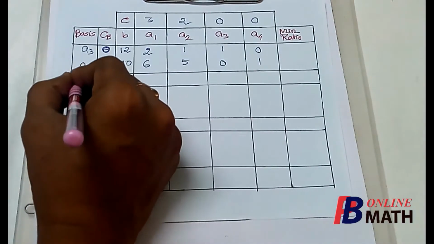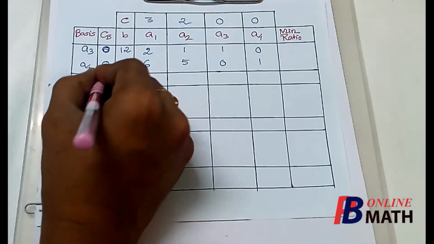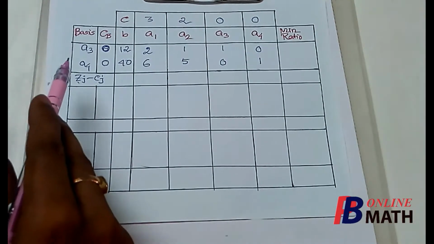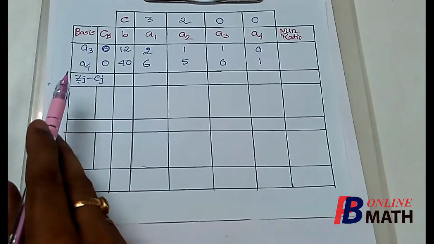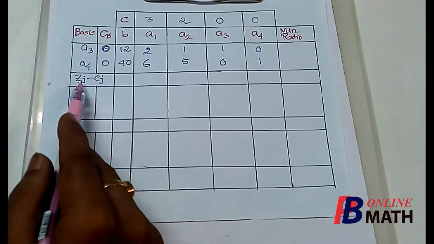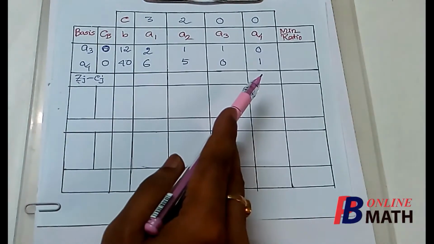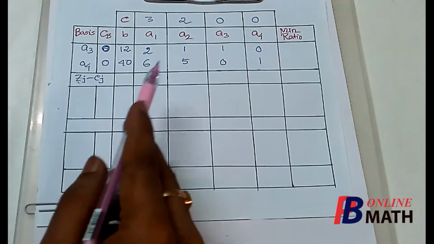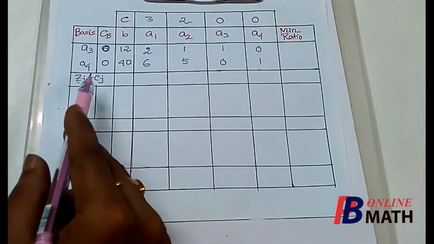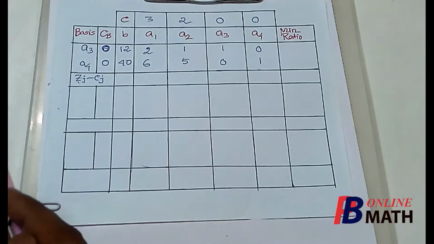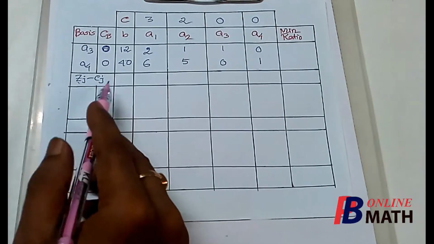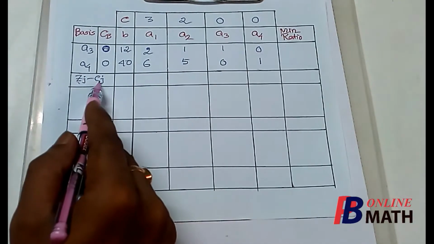Next we have to compute Zj minus Cj. Initially we have selected x3 and x4 as basic variables. If the solution is optimum, then all the values of Zj minus Cj will be non-negative. If we find that one or more values of Zj minus Cj are negative, then this solution is not optimum. Then we can improve the solution step by step by using this simplex table. So now we shall find all the values of Zj minus Cj.